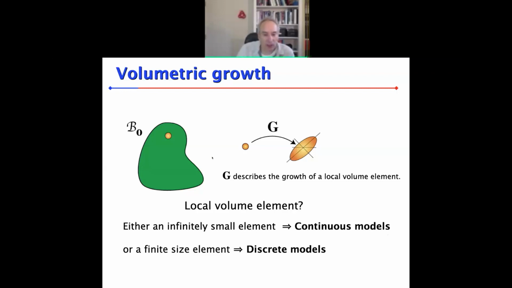Or you can say that the local volume element is actually a finite size, and that leads to discrete models. And of course, many biologists really like that approach because they think of a finite element, the local volume element, as one of the units in biology, typically a cell or something like that. So that gives rise to discrete models. So let me tell you about different types of discrete models.